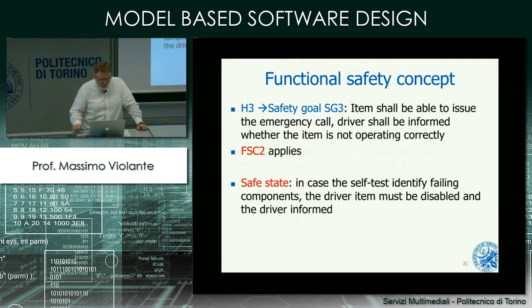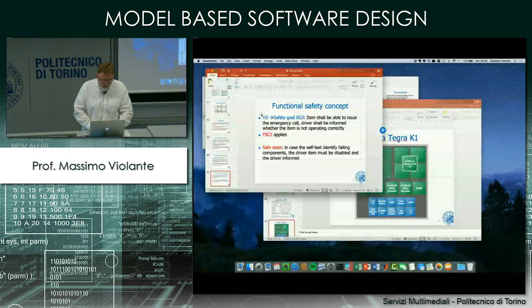Then, the item shall be able to issue an emergency call and drivers should be informed if it is not the case. We already said that we have testing capabilities, so we have the capability of recognizing that there is a failing component. Last but not least, the safe state. In case the self-test identifies failing components, the item must be disabled and the driver informed. There is a typo here, so let me correct this.